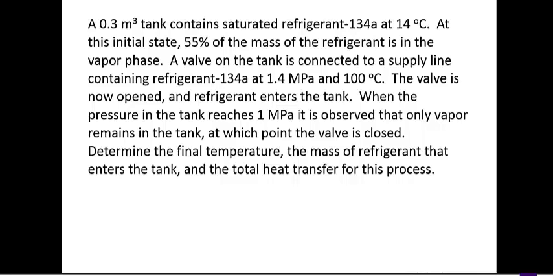A 0.3 cubic meter tank contains saturated refrigerant 134A at 14 degrees Celsius. At this initial state, 55% of the mass of the refrigerant is in the vapor phase. A valve on the tank is connected to a supply line containing refrigerant 134A at 1.4 megapascal and 100 degrees Celsius. The valve is now opened and refrigerant enters the tank.